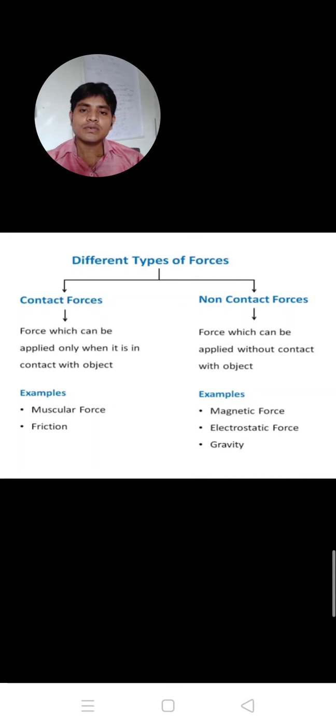You can also say that contact force is divided in two parts, muscular force and friction force, or you can also say that non-contact force is further divided in three parts: magnetic force, electrostatic force and gravity force.